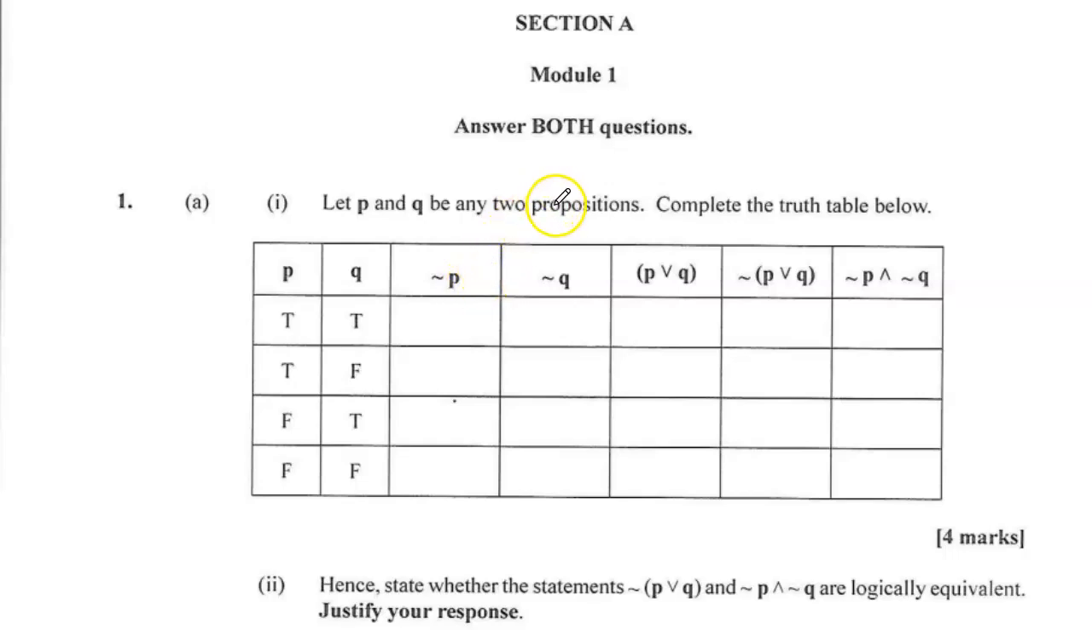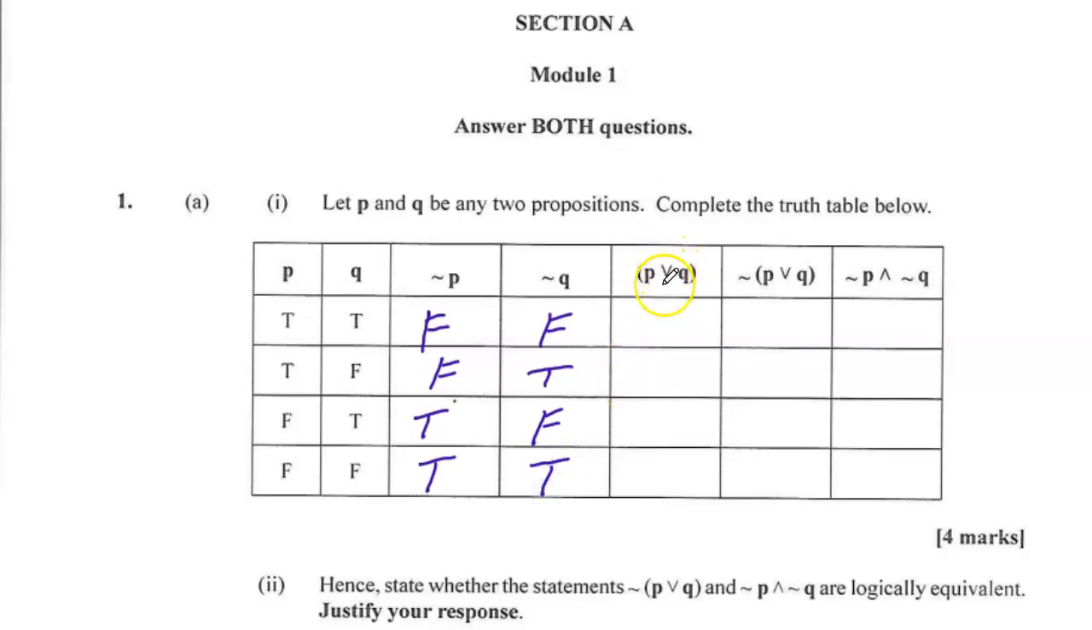Question 1a, we're asked to complete a truth table. So not P, that's the opposite of P, right? So here's the P column. So not P would be false, false, true, true. Not Q, opposite of Q, which would be false, true, false, true.